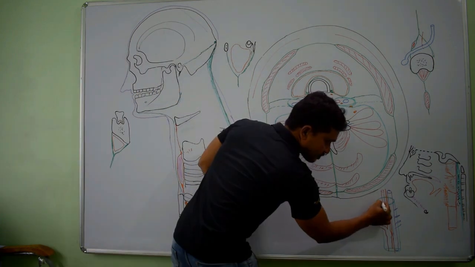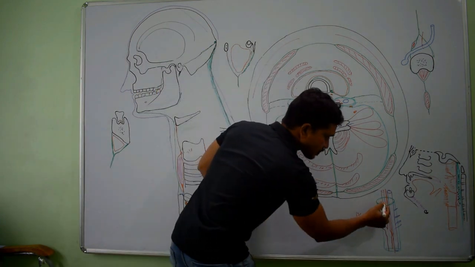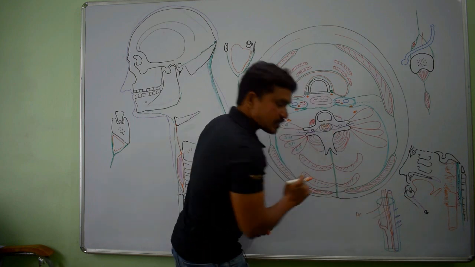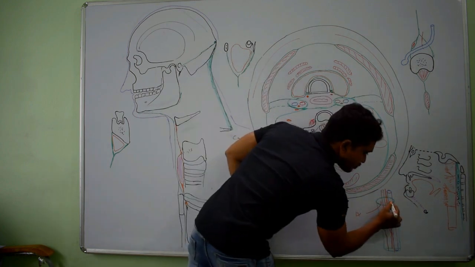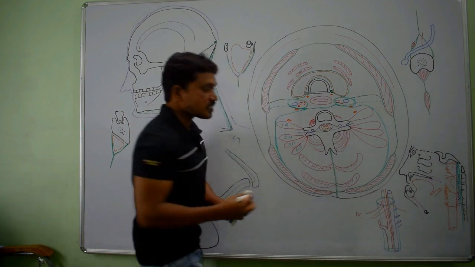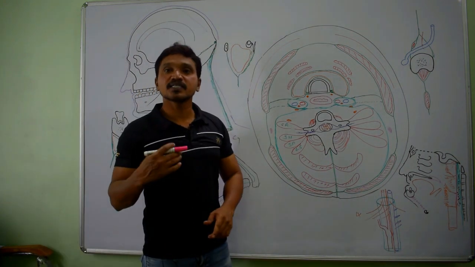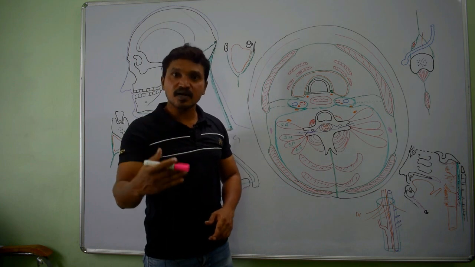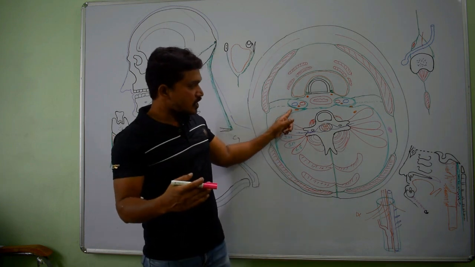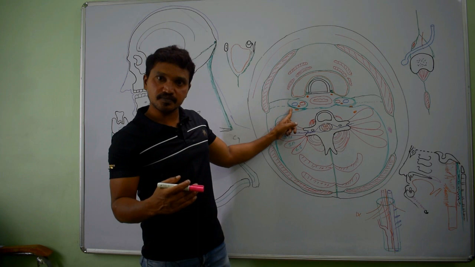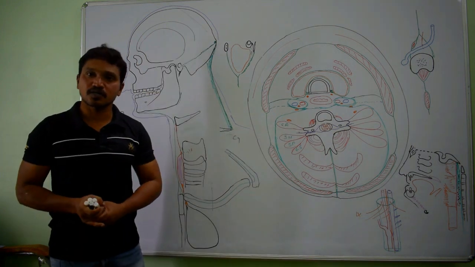Ninth cranial nerve, glossopharyngeal nerve. Then the 10th is already there. 11th cranial nerve, 12th cranial nerve. These structures also will pierce the carotid sheath, and it is related anteriorly with the ansa cervicalis, posteriorly with the sympathetic chain, right? So this is about the carotid sheath.